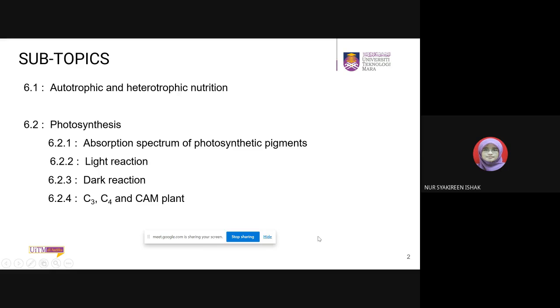and heterotrophs. And then for 6.2, you are going to learn on the different types of pigments, photosynthetic pigments, where they are found, and what type of light that the pigment absorbed. And then in that, you are going to look at two different graphs, which is absorption spectrum and also action spectrum. Okay, so for these two graphs, you have to know what are the differences.